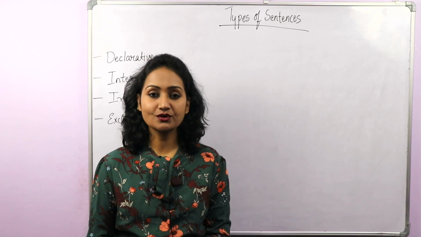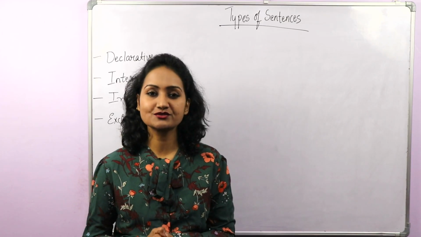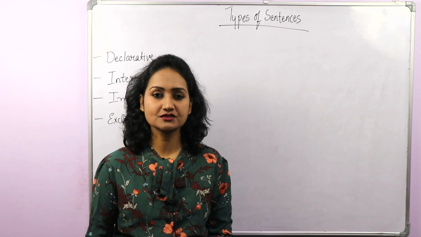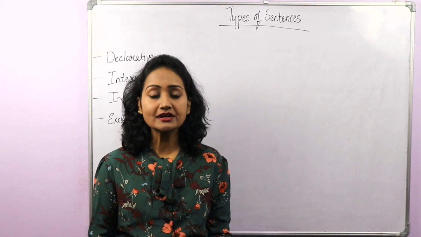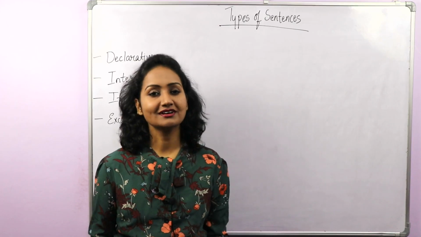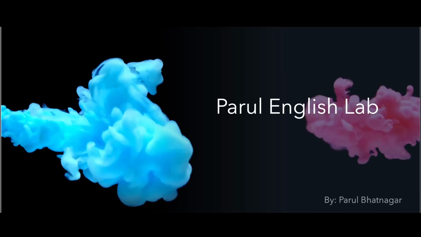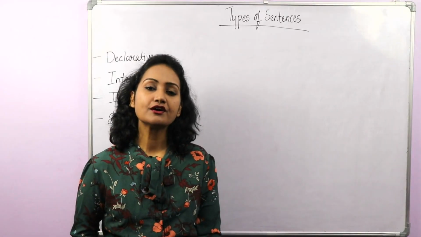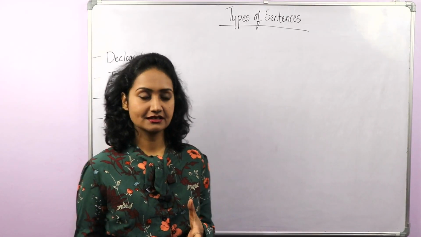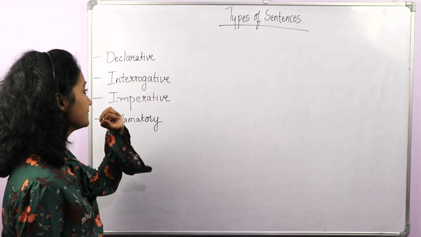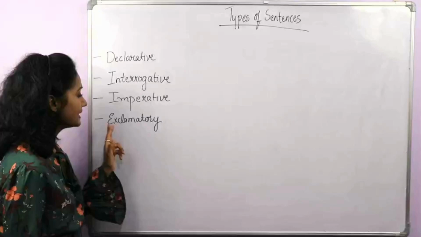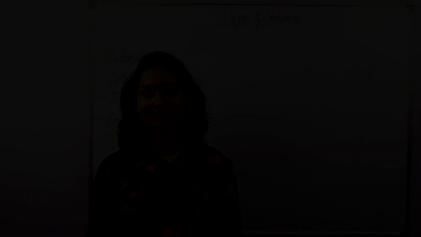In today's video, we will look at different types of sentences. It's very important to learn about all types of sentences to become fluent in English. So, let's start. We have four types of sentences: declarative, interrogative, imperative and exclamatory. So, we will go through them one by one.